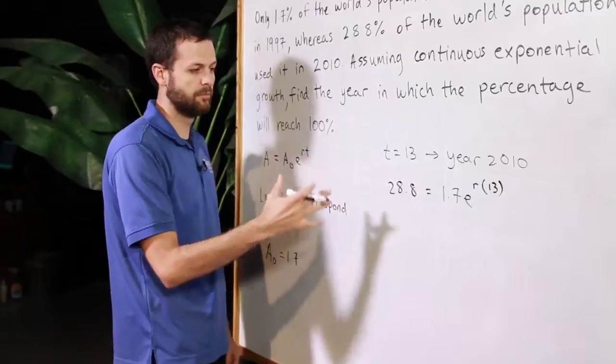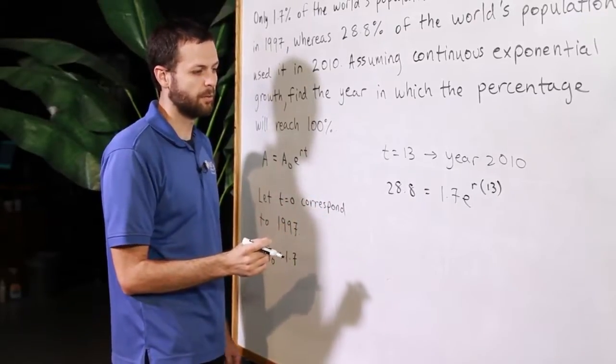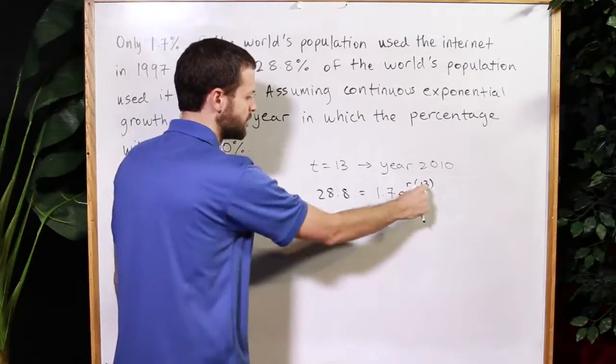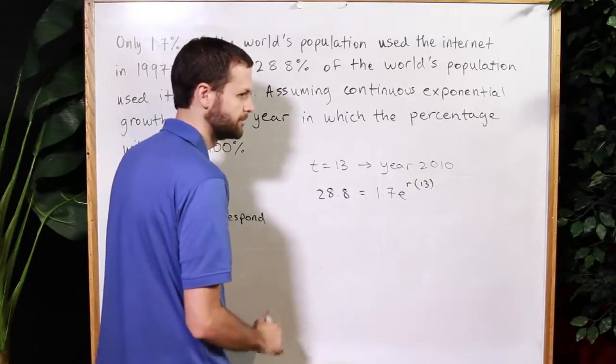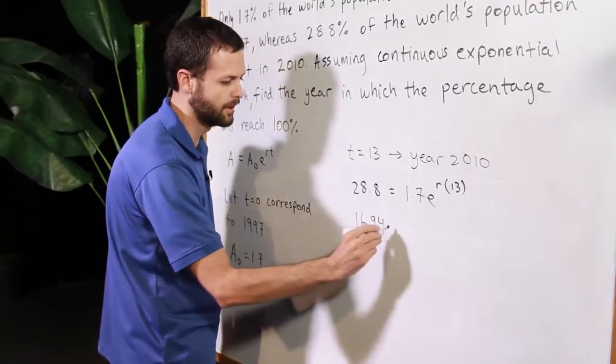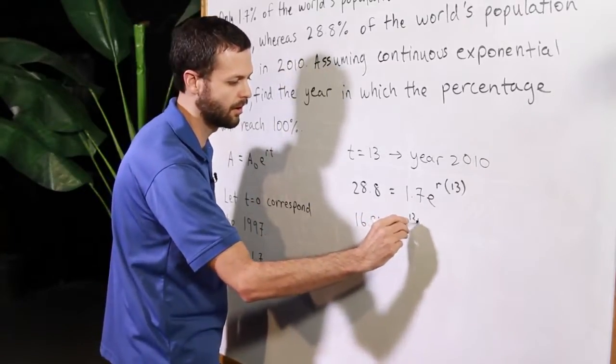So I can then just make some basic calculations. What I'm going to do is isolate this e to the R times 13 on one side. Let me just do that. We get 16.94 equals e to the 13r.